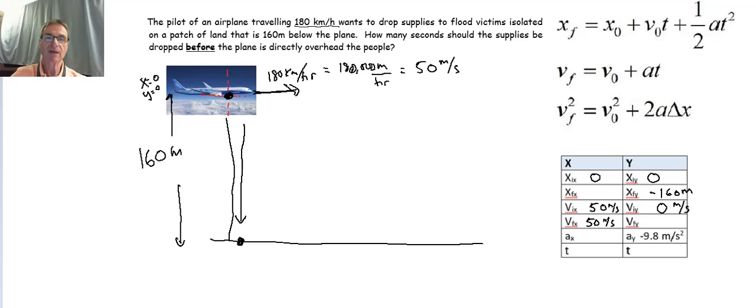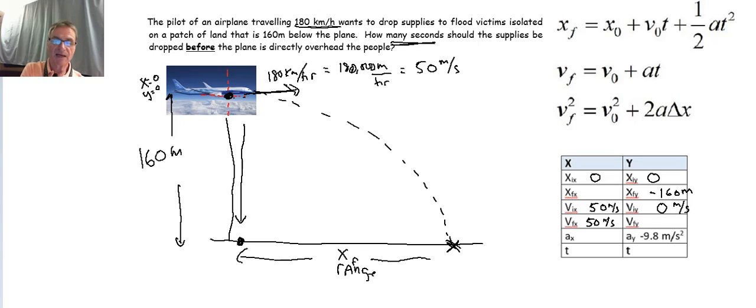Okay, let's see what else we have. So we've got our initial velocity horizontal, right? It's going to drop supplies to flood victims isolated on a patch of land that's 160 meters below the plane. So what's the trajectory of our package going to look like? Well, it's going to look something like that. So X marks the spot there. And what the pilot needs to know is how many seconds should the supplies be dropped before the plane is directly overhead the people. So here's some range here, right? X final.